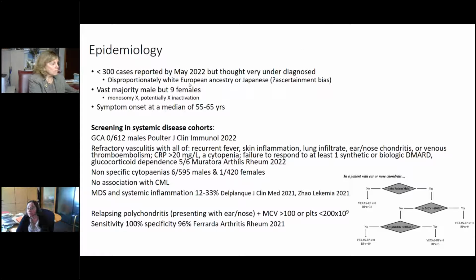Screening has suggested that it may be commoner than we think, particularly in relapsing polychondritis, but possibly also in refractory vasculitis patients. Red flags, particularly in male patients, are an MCV of over 100, platelets of under 200, and evidence of polychondritis sparing the airways but presenting in the nose and ears.